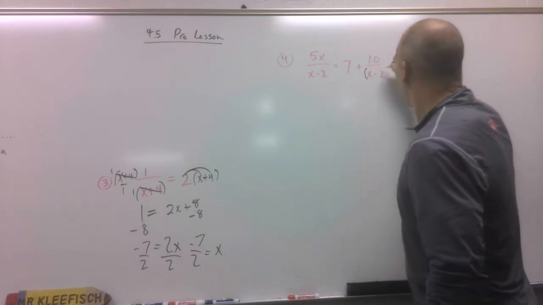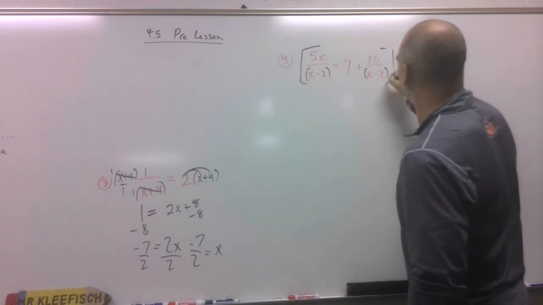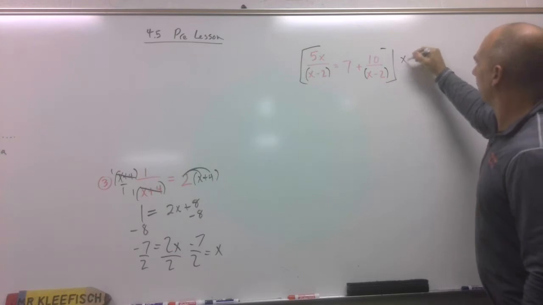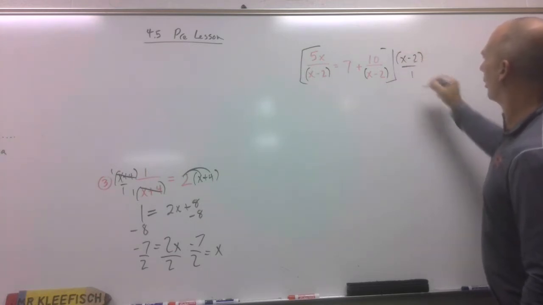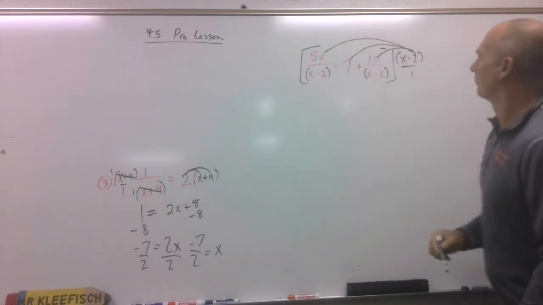We want to get rid of that, and we want to get rid of that. So it's like, okay, I think I know what to do. I'm going to multiply by that so we get the cross-reduce thing going. So I'm going to hit that with this, that with this, that with this.